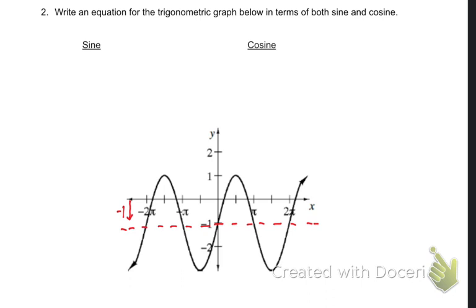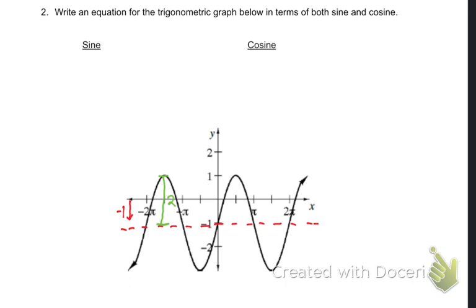Your amplitude is only negative if you want to flip it, so leave your amplitude as positive as best you can. So our amplitude is from that midline to the tallest point. So that'll be that distance there. That will be 2.